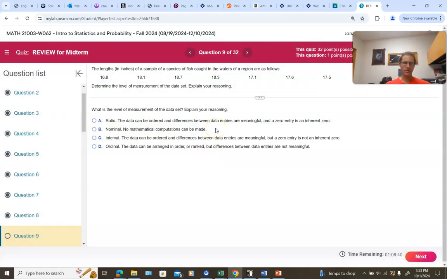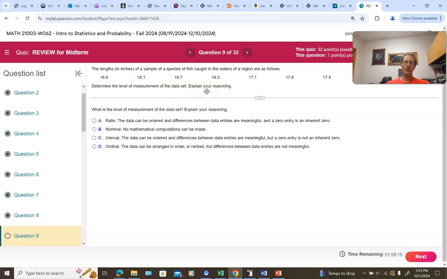Okay. Now we're talking about the level of measurement of data. Question number 9 says the lengths in inches of a sample of a species of fish caught in the waters of a region are as follows. So this is the data. Determine the level of measurement of the data set.